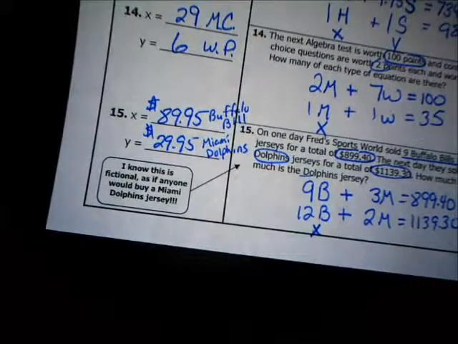Alright, that's it for these notes. I hope you saw the easiness of using a calculator if you have a calculator available.